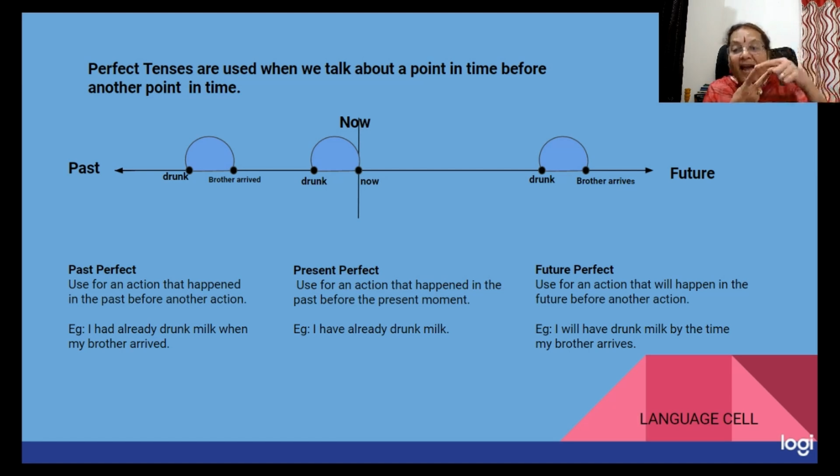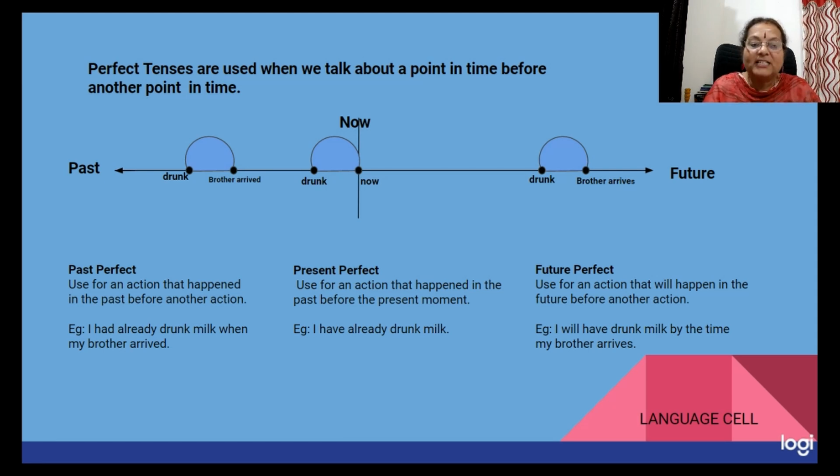I had already drunk milk when my brother arrived. So the past of the past will have the past perfect. When you look at the activity, the past of the past, that is the first activity, will have the perfect tense, and the next will have the past tense. Simple.